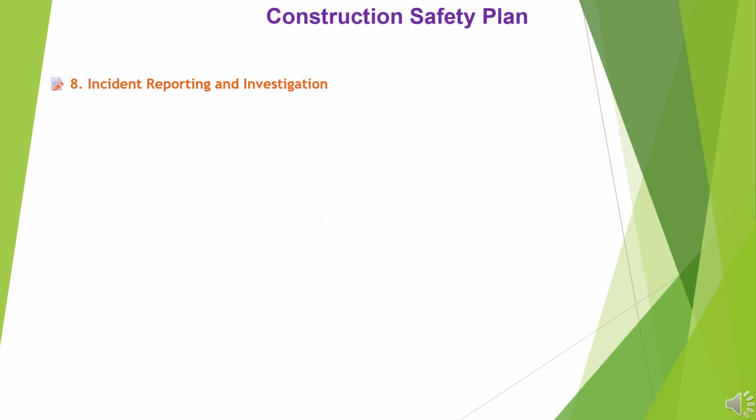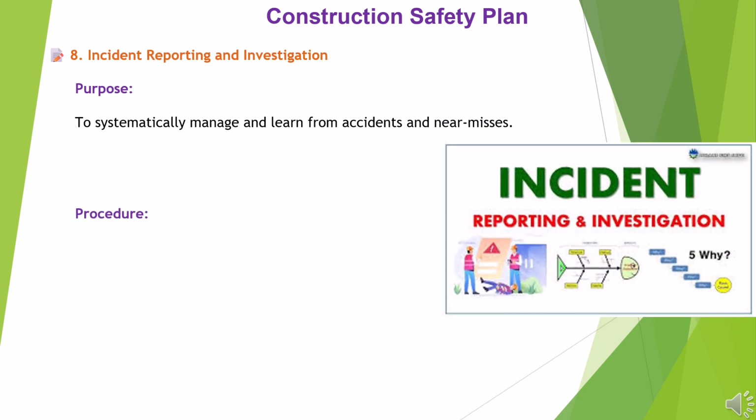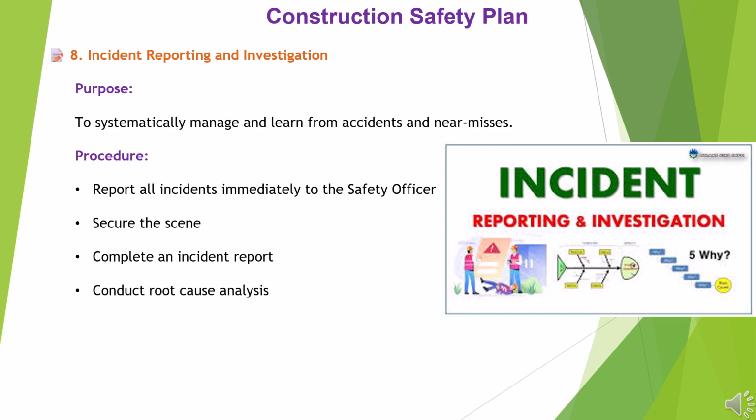8. Incident reporting and investigation. Purpose: to systematically manage and learn from accidents and near misses. Procedure: report all incidents immediately to the safety officer. Secure the scene. Complete an incident report. Conduct root cause analysis. Implement corrective actions to prevent recurrence.